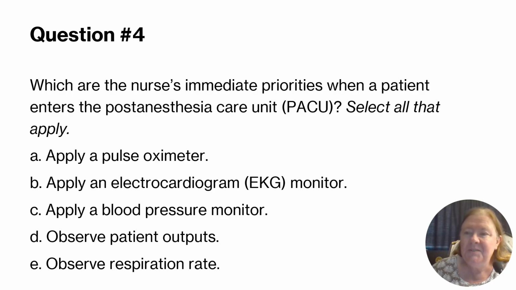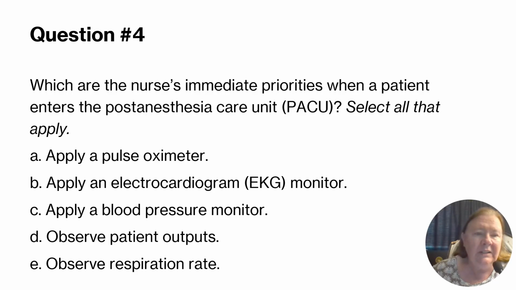Okay, we're back. And so the correct answers are A, B, C, and E. Letter A, apply a pulse oximeter. This is correct. Upon a patient's entrance to the PACU, the immediate priority is to maintain a patent airway and verify respiratory and cardiac function. So we're always thinking ABCs. Airway, breathing, circulation, and those should be under control at all times, even pre-op, during surgery, and post-op. This requires immediate application and observation of a pulse oximeter.